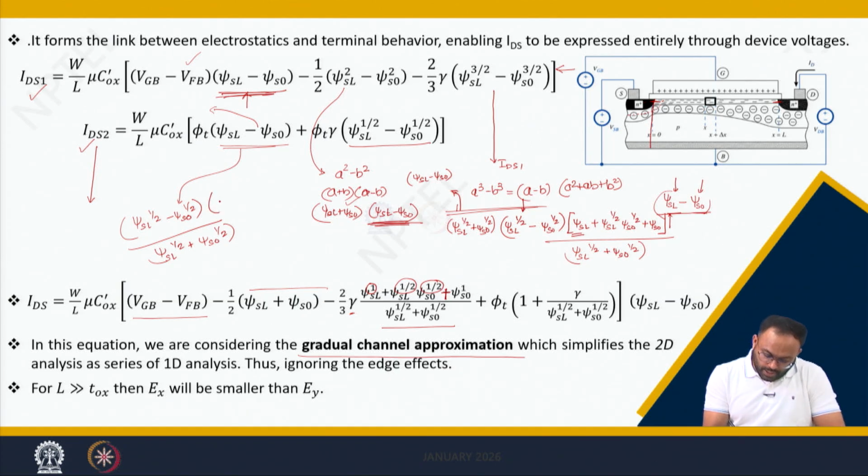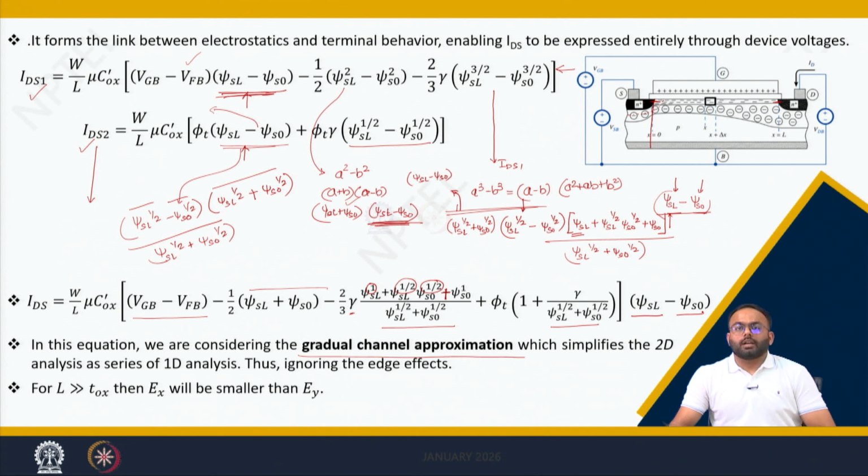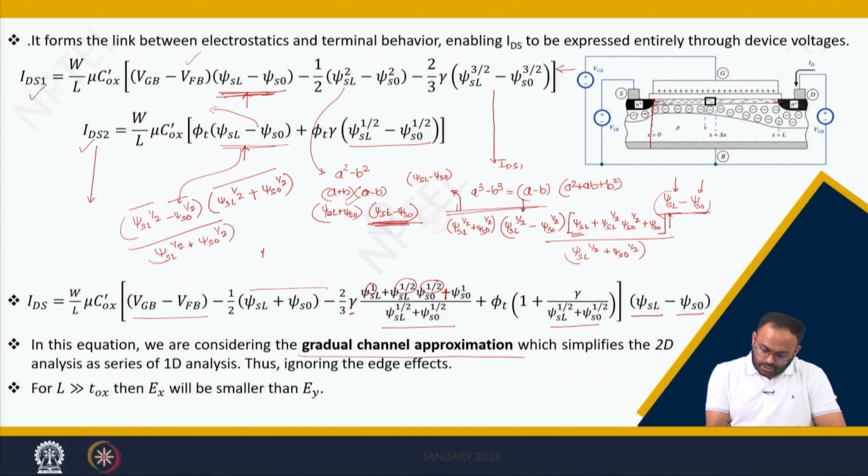So, in the numerator you will get a minus b into a plus b, and hence you can take out this psi SL minus psi S0 and you will be left with phi t plus phi t into gamma divided by this factor. If we closely look into it, by taking this psi SL minus psi S0, we are ultimately ignoring or neglecting the edge effect. Further, we can see this equation as follows.